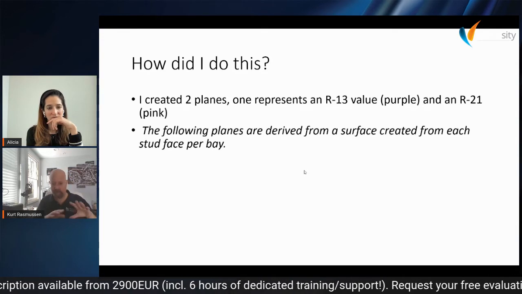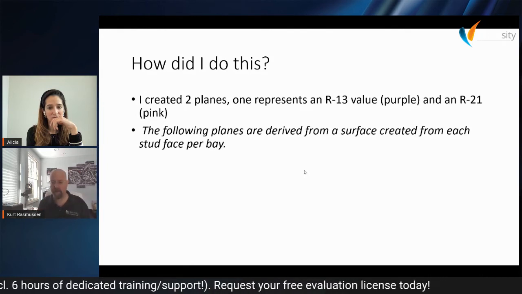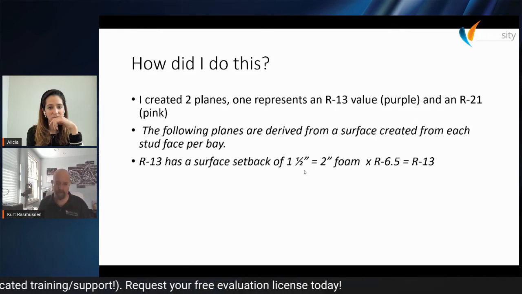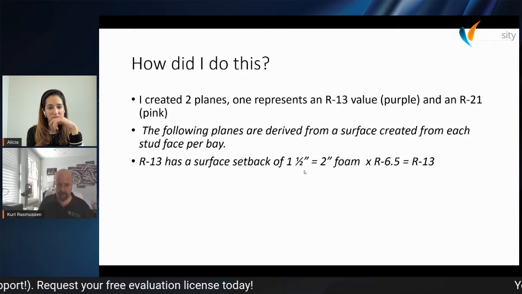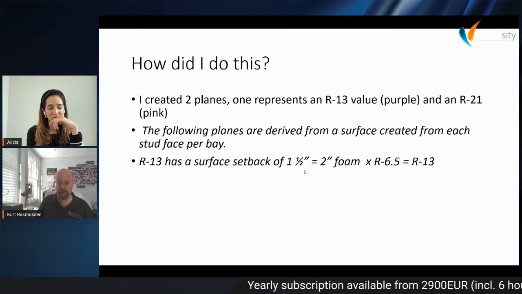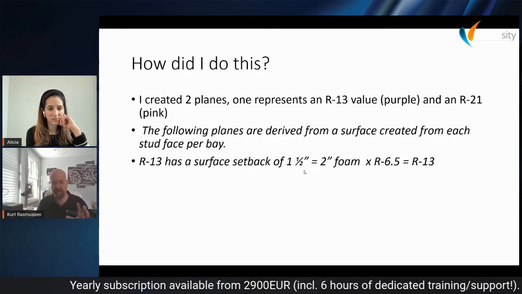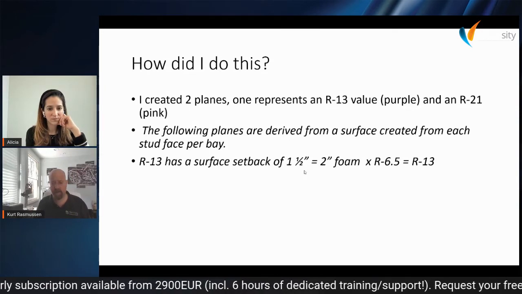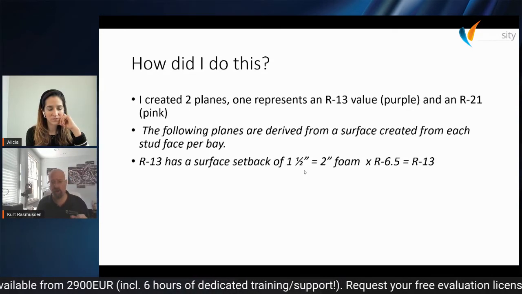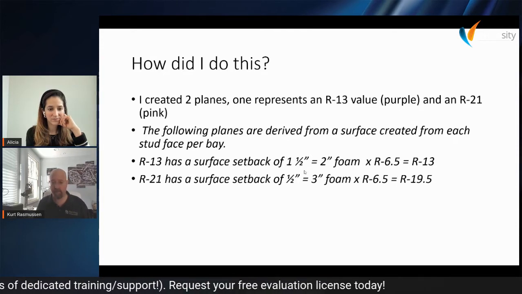Basically, like I said, I put it on the face of the bay and then just moved it backwards there. So kind of in a negative measurement. So the R13 has a setback of 1.5 inches, 2 inches of foam, which is R6.5, which would give us the R13 if we were only doing an R13. Now, the reason why I'm mentioning this R13 was because there's times I'm saying, look, you're charging me for 21, but you're still not even giving me an R13 value.